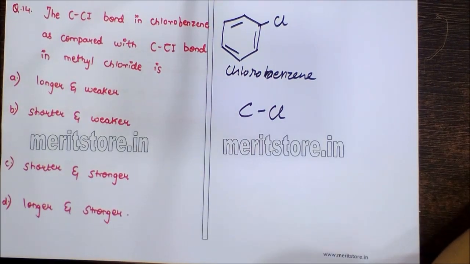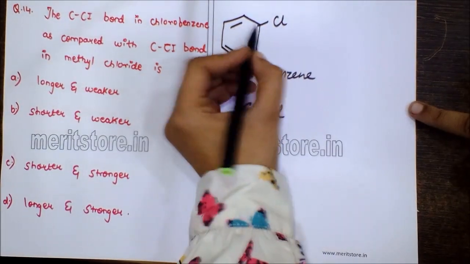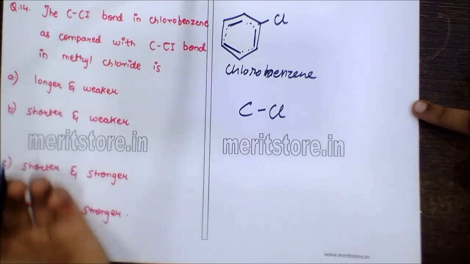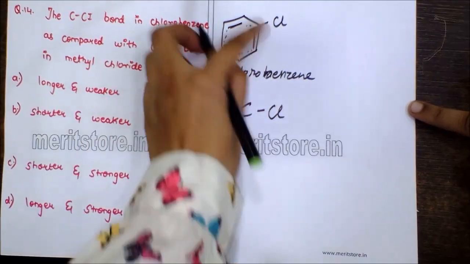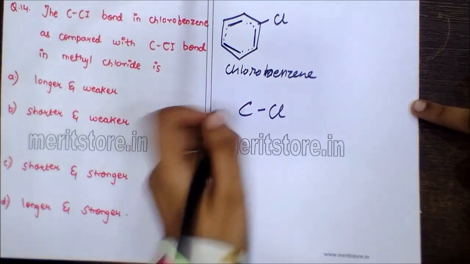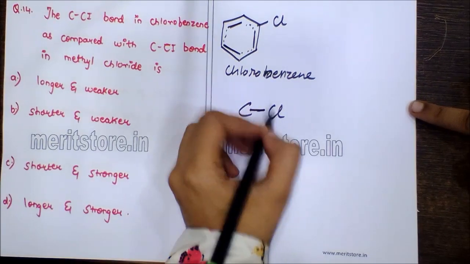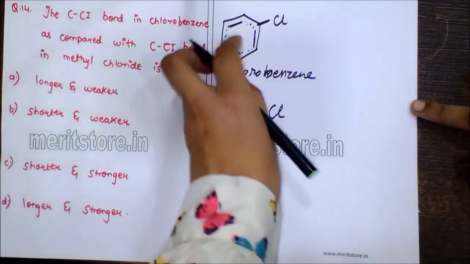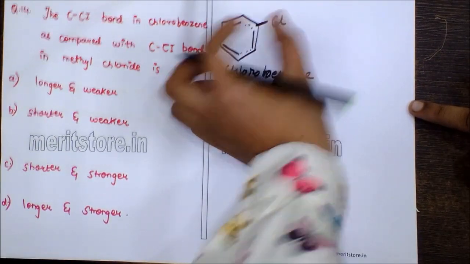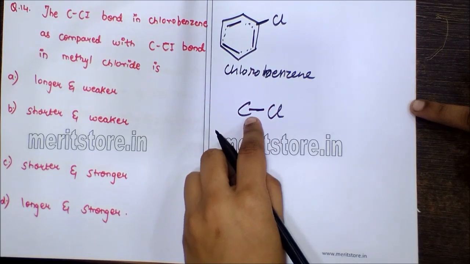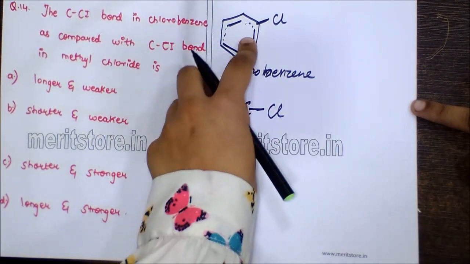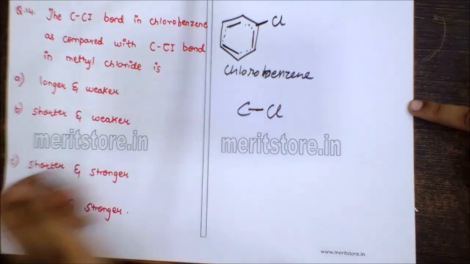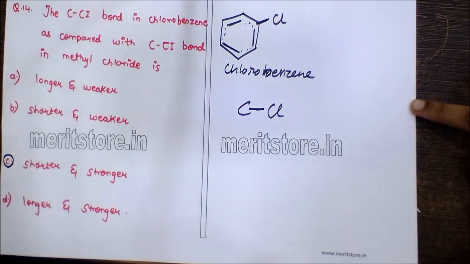So now over here, if you see, chlorobenzene has double bonds. These are my pi bonds that will resonate around the entire benzene ring, the entire circular chain of carbons. And over here, I have only one single bond of C and Cl. So over here, due to this resonance, this bond becomes stronger. And since it is a stronger bond, it will come closer and get shorter than this bond, which is my longer and weaker bond. So the chlorobenzene bond will be shorter as well as stronger as compared to methyl chloride. Therefore, option C, shorter and stronger, is the correct answer.